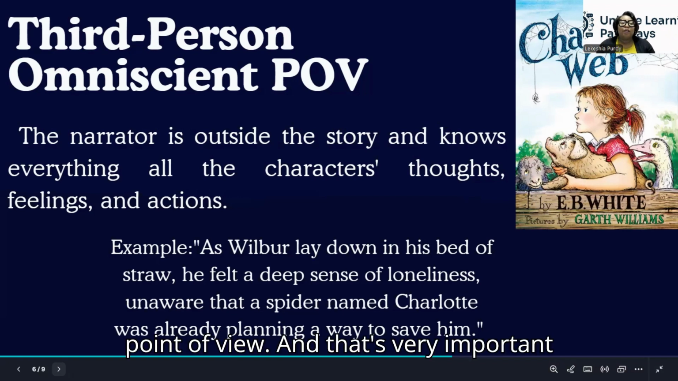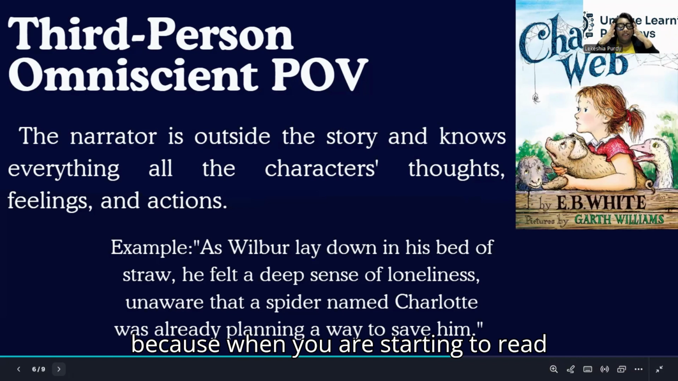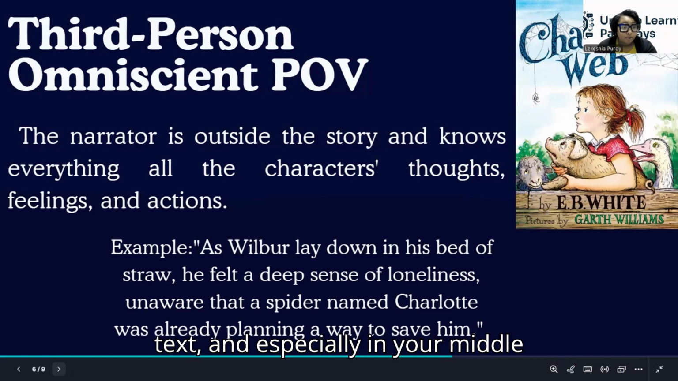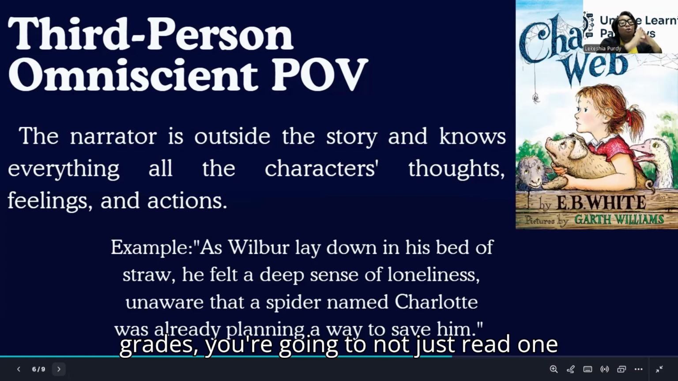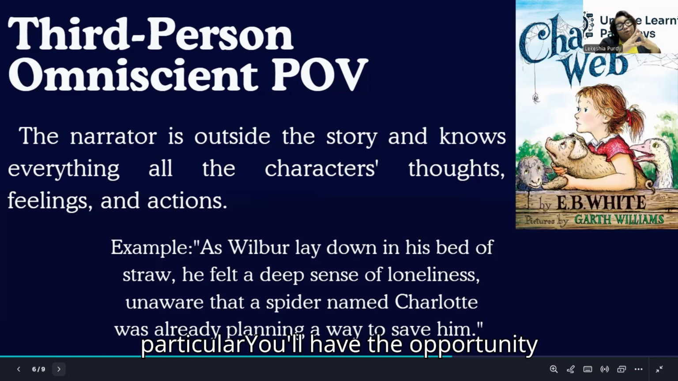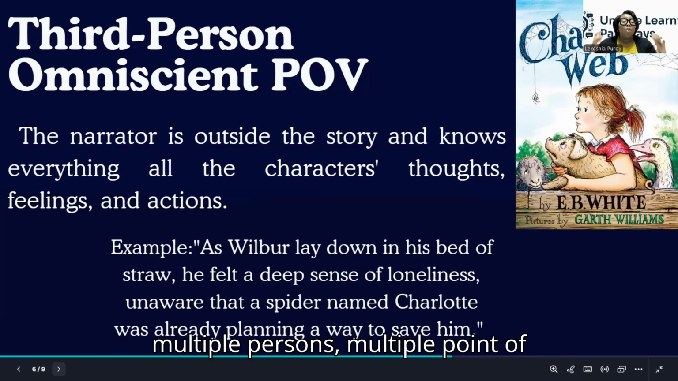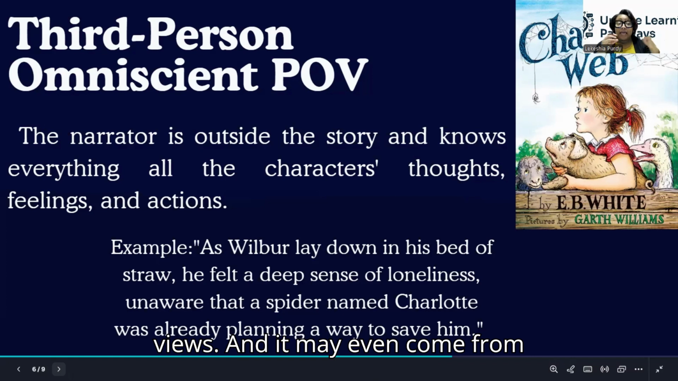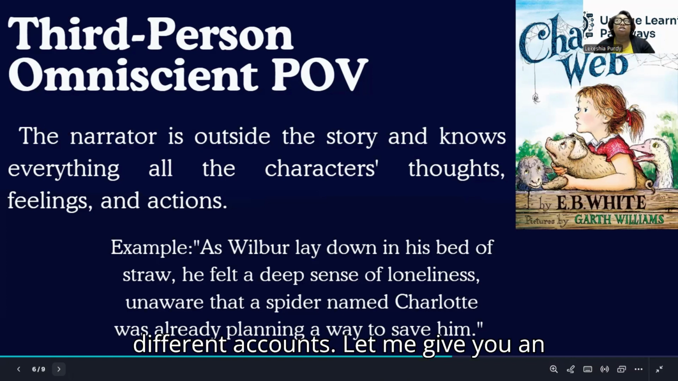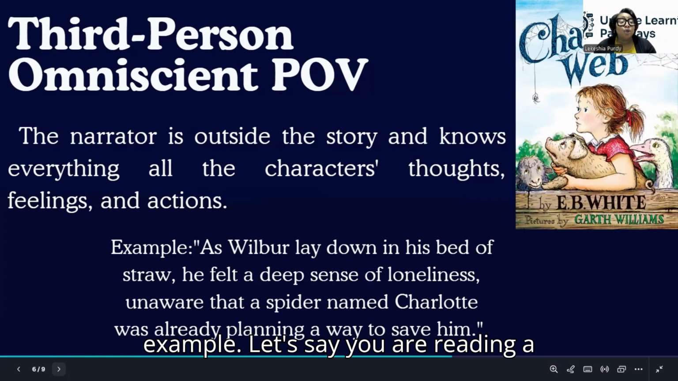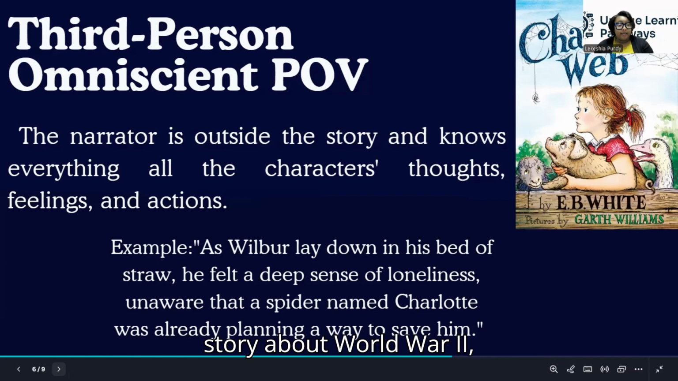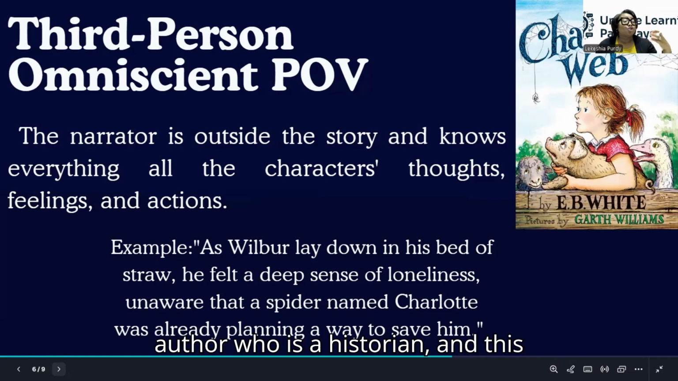And that's very important, because when you are starting to read text, and especially in your middle grades, you're not going to just read one particular text. You'll have the opportunity to read multiple texts where you will see multiple points of view. And it may even come from different accounts. Let me give you an example. Let's say you are reading a story about World War II. And in one text, you have the author who is a historian.